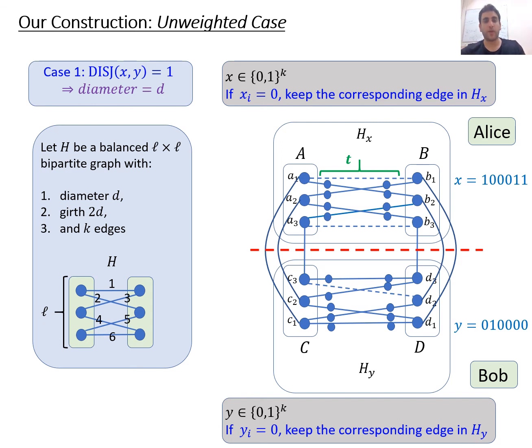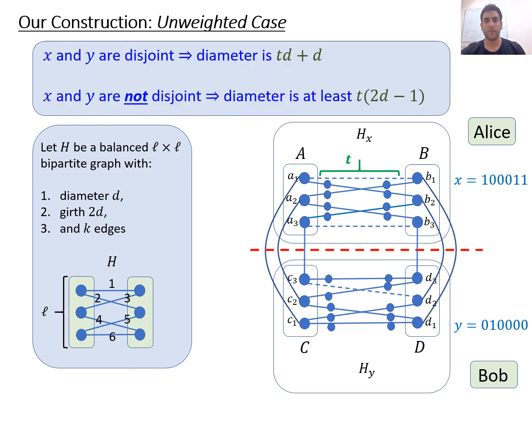And more formally, what we can show is the following. We can prove that in the disjointness case, the diameter of the construction is t times d plus d. Recall that d is the stretch factor, and this additive factor of d is coming from using the cut edges. In the non-disjointness case, we can show that the diameter is at least t times 2d minus 1. So we get some gap here. And the quality of our lower bound in terms of running time depends on the density of H. So we want H to be as dense as possible.